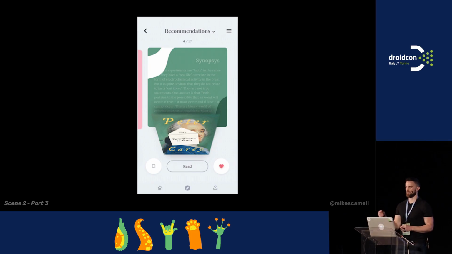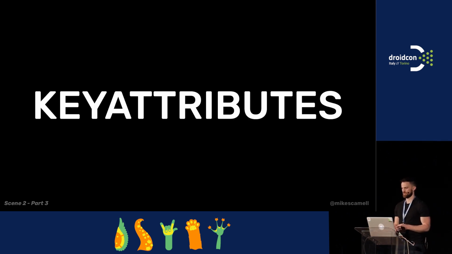Let's add the text back in for the synopsis card. If we look at the original animation, we can see that the text fades out just after the tap, as the synopsis card moves to the top. Now, what have we used so far that can help us do an animation at a certain position? Key attributes.